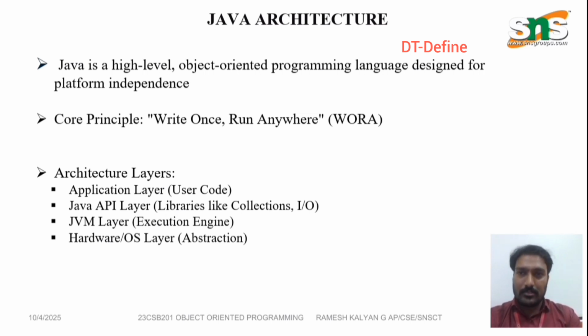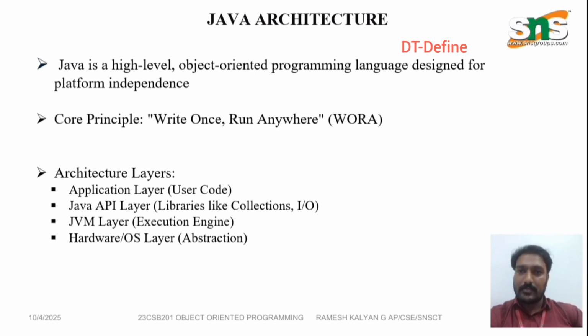Next, coming to the Java architecture. Java has different architecture layers. Some of the most widely used architecture layers are: the first one is the application layer, the second one is the Java API layer, the third one is the JVM layer, and the fourth one is the hardware or OS layer.